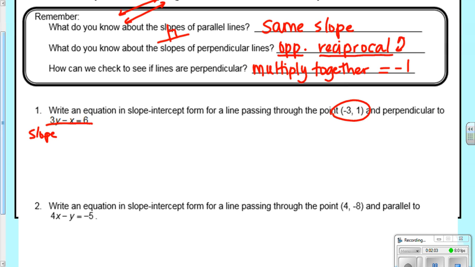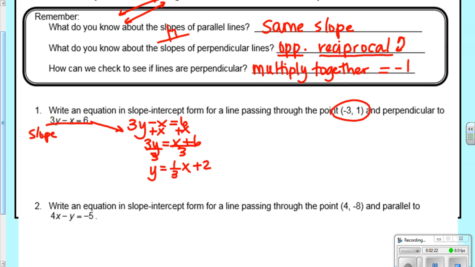Well, one point is not going to give me a slope, right? But an equation could give me a slope. I only get a slope whenever it is solved for y. So I'm going to do that first. I'm going to solve this so that y is by itself in slope-intercept form. Dividing by 3, so y equals 1/3 x plus 2.